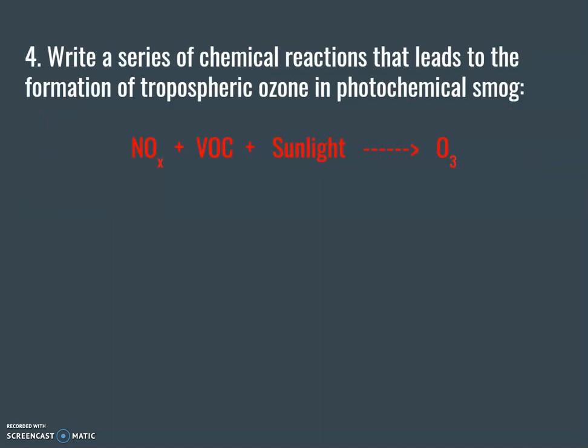Write a series of chemical reactions. We just see one chemical reaction that leads to the formation of tropospheric ozone, bad ozone, in photochemical smog. So it's NOx plus VOCs plus sunlight, which gives us ozone, which is O3.